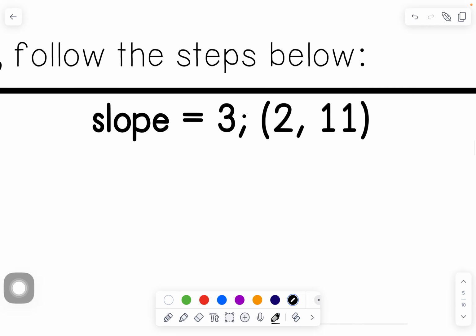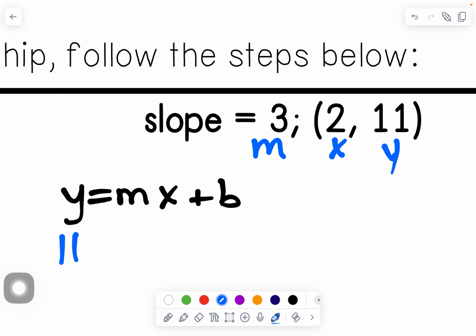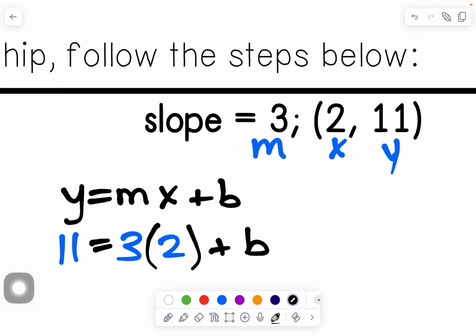Step 1, label everything we know: m, x, y. So when I look at my equation of y equals mx plus b, I know almost all of the parts. I'm going to substitute each of those into the equation where they belong. So the 11 goes in for y, the 3 goes in for the m, the 2 goes in for the x, and I don't know what b is yet, so I'm just going to write plus b.